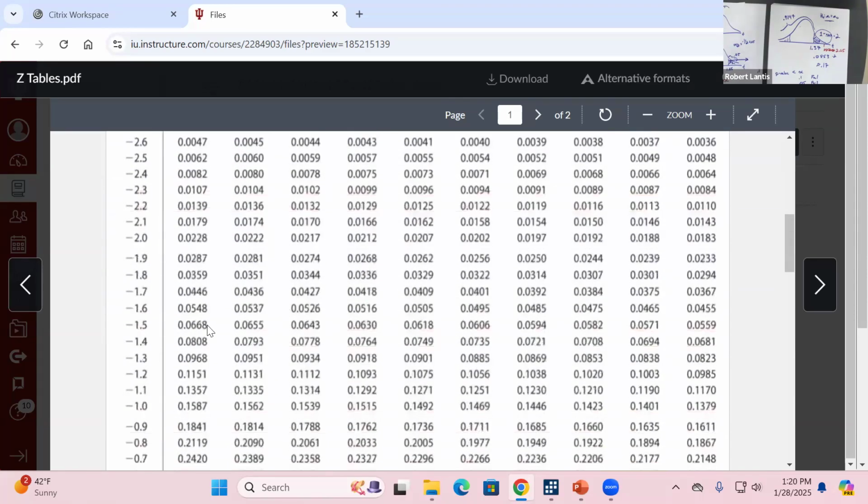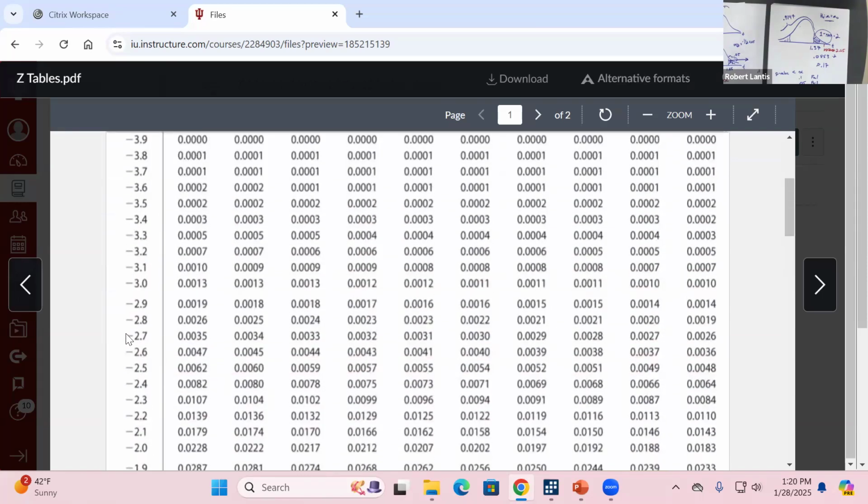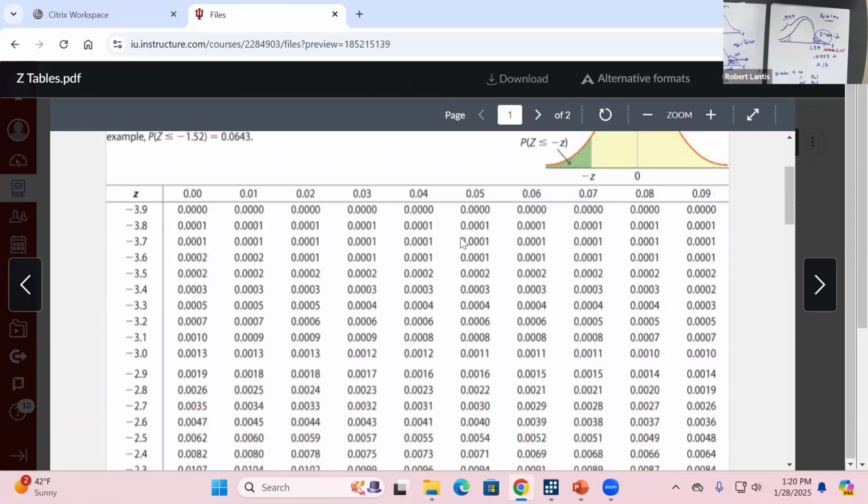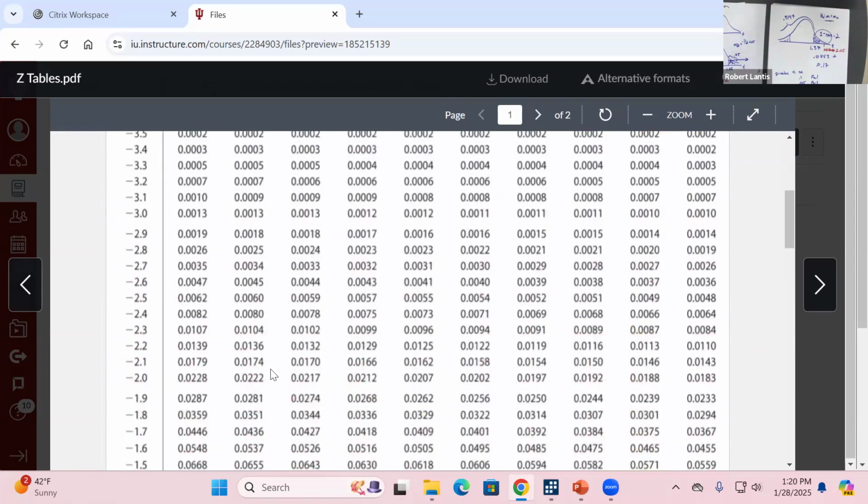Negative, let's see, is this all going to fit? Not quite. Negative 2.0, and my second decimal is 5. So negative 2.05, the table gives 0.0202, right? Because it's a symmetric distribution, if that's the area to the left of negative 2.05, that's the same as the area to the right of positive 2.05. So this is 0.0202.